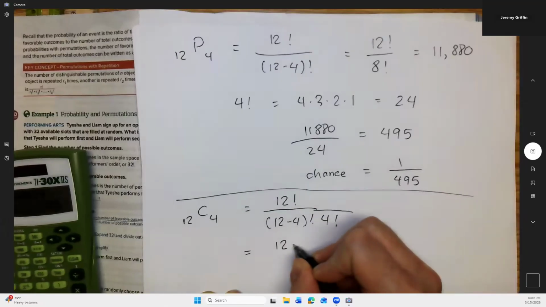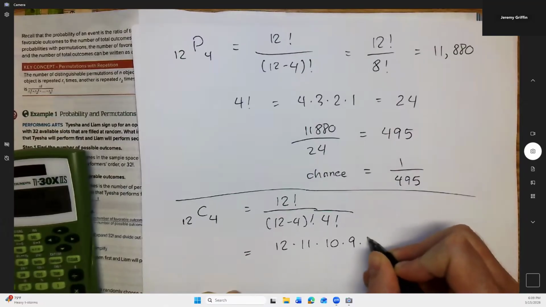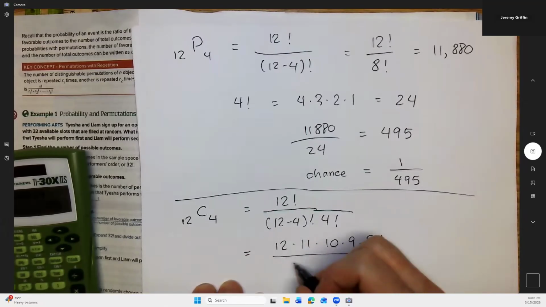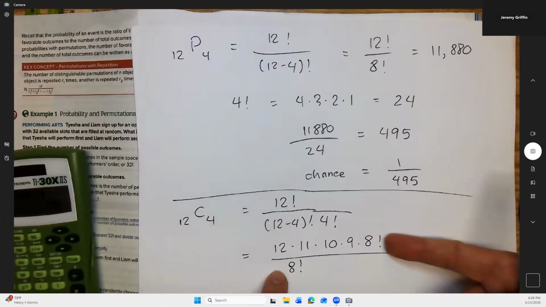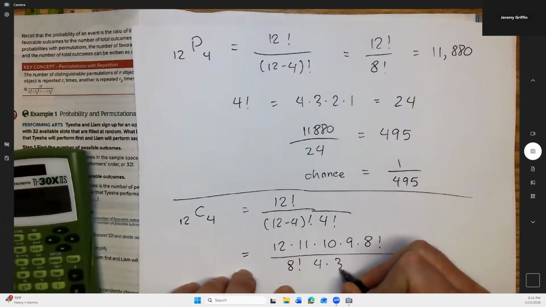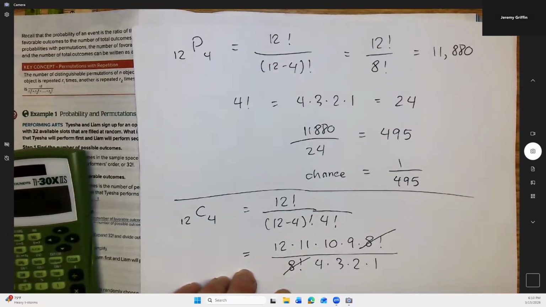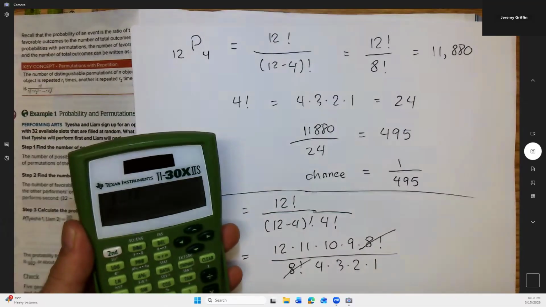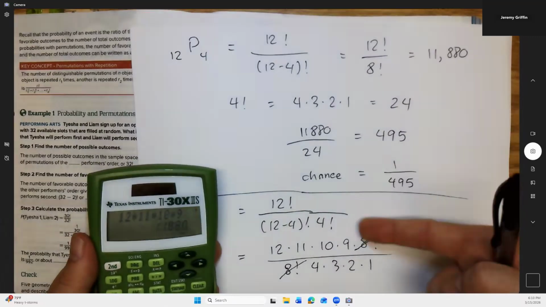Okay, so here, I'll spell it out. So it's 12 times 11 times 10 times 9 times 8, and so on all the way down. So factorial. And then 12 minus 4 is 8, and that's factorial. So this 8765 and this 8765 and so on will cancel out. Okay. And I have 4, 3, 2, 1. So this and this cancel out.